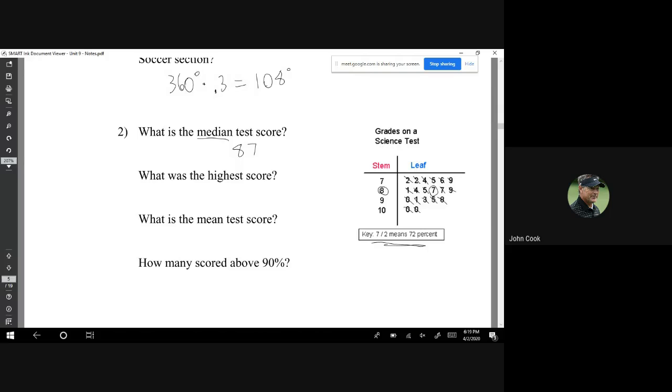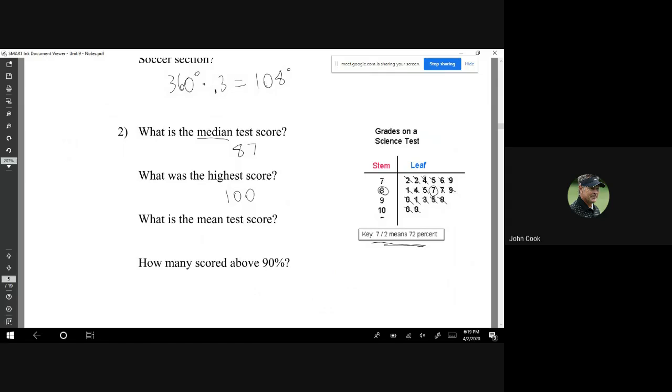What's the highest test score? All you got to do is put together the biggest number, which would be at the very bottom of the screen there. So it's going to be 10 and then another 0. So 100 was the biggest score on that test. What's the mean test score? In this case, what you're going to want to do is add all this stuff together.